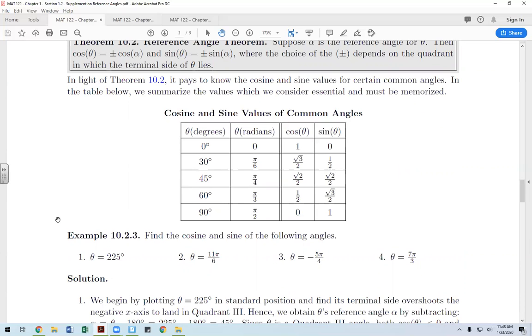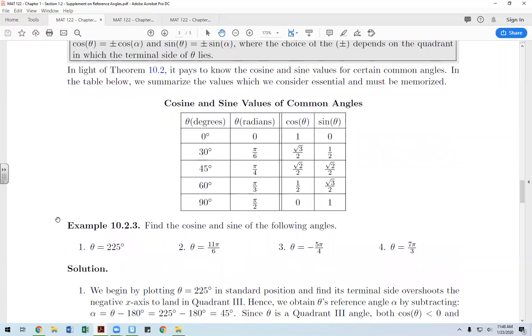So 30 degrees in radians is going to be pi over 6, square root of 3 over 2 for the cosine, 1/2 for the sine. 45 degrees, they are the same values for both cosine and sine. So you've got square root of 2 over 2, square root of 2 over 2. And then 60 degrees is actually switching those sine and cosine values, right? So now cosine becomes 1/2, sine becomes square root of 3 over 2. So these 5 are probably what we really need to hold on to.